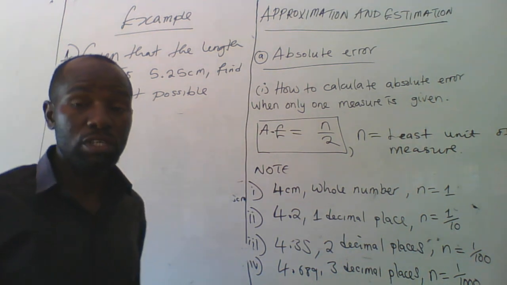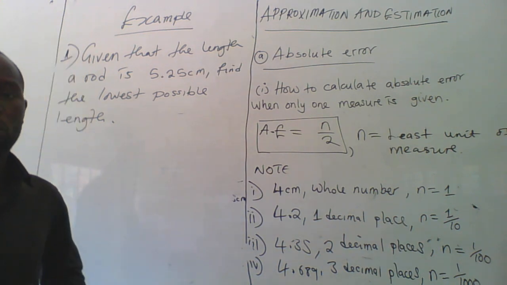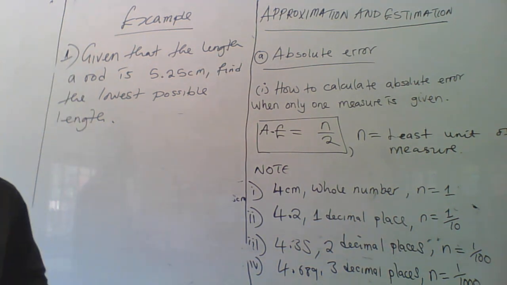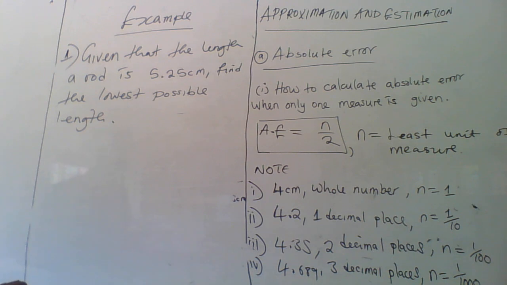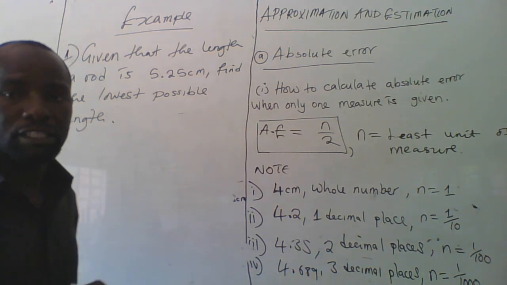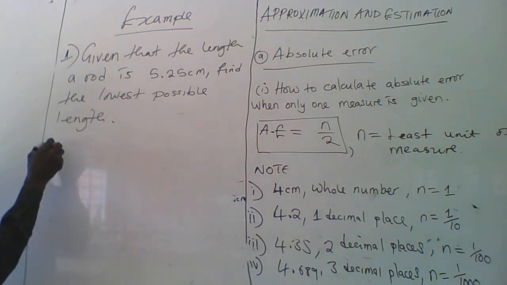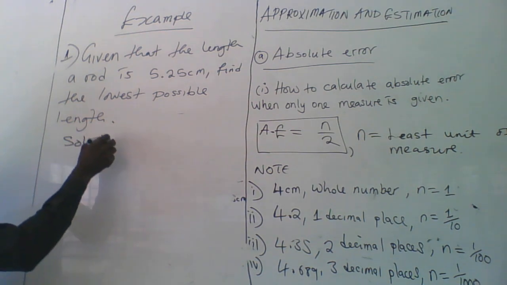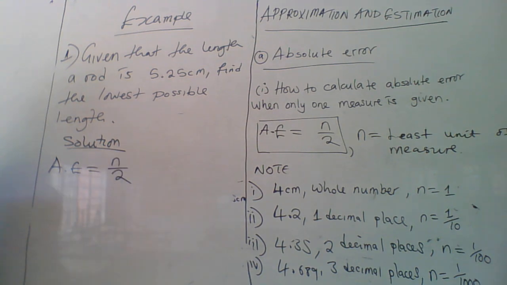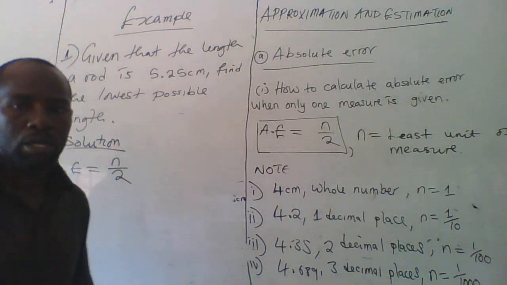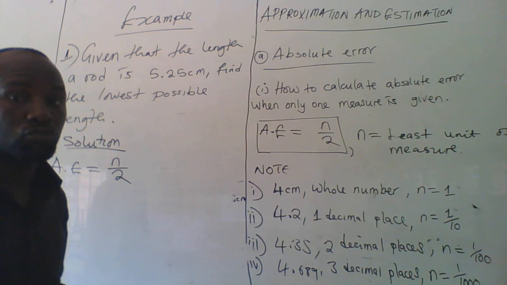Remember in the previous lesson I said, when you are asked to find the lowest possible length, it's just the same as being asked to find the lower limit. Now, there's no way you can find the lower limit if you don't find the absolute error. So we're going to find the absolute error first. Solution: absolute error is equal to n over 2, because we've just been given one measure, which is the true measure.